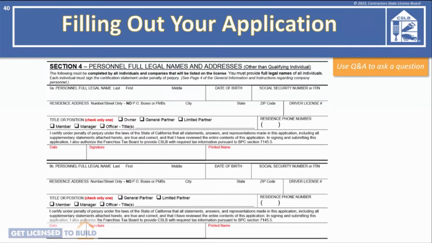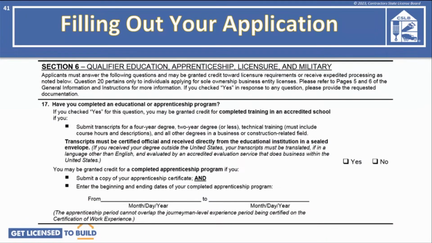For corporations and LLC, every person who is an officer, responsible manager or member, or director of a corporation or limited liability company shall be listed on the application as a member of the personnel of record for the license. All personnel that will be listed on the license must sign the application in Section 4. Section 5 is a series of yes and no questions, so we're not going to cover those here.